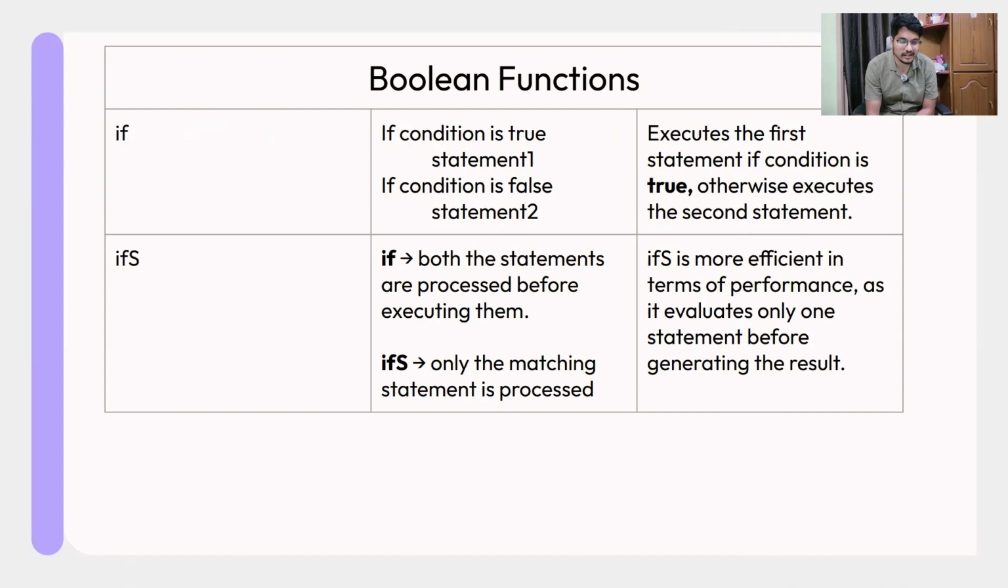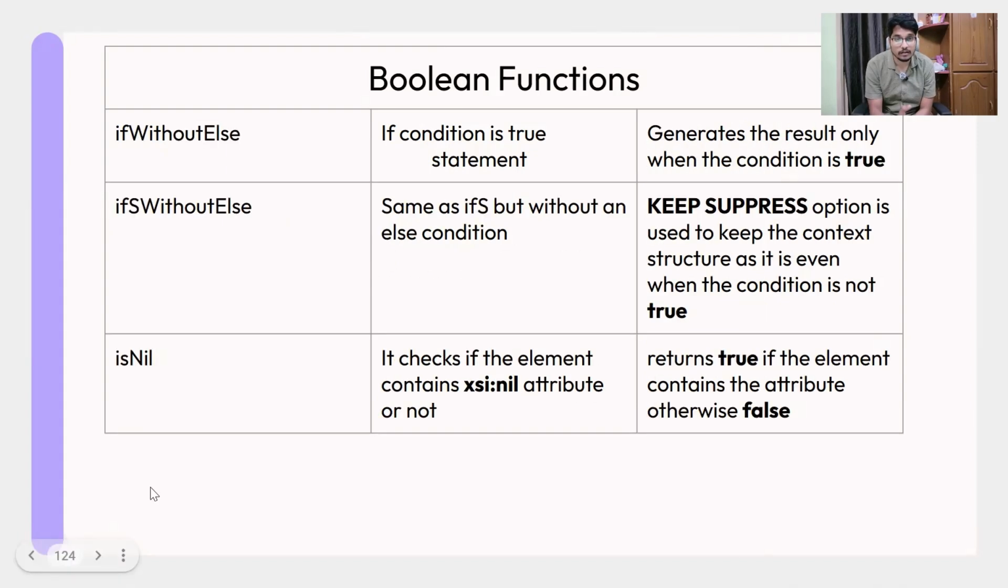So we have seen the if and ifS. So what happens with if? Both the statements are processed before executing them, but in case of ifS, only the matching statement is processed. If without else will generate the result only when the condition is true. The same goes with ifS without else as well. The difference lies within the performance. But we have an additional option in the if without else functions, which is the keep suppress. Basically, this option is used when we want to keep the structure as it is, even when the condition is not true, even when the condition is false.